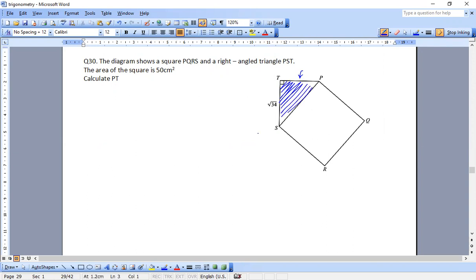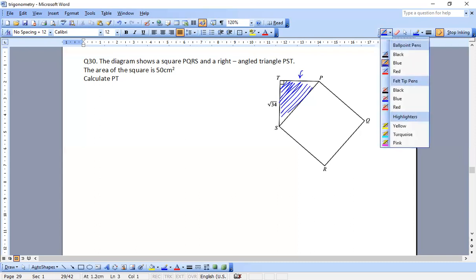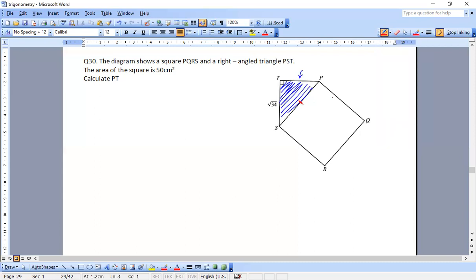I can find out the value of PT if I knew TS and PS both. I know the distance from P to T, but I do not know the length of PS. So first of all, I'll need to figure out how to calculate the length of PS. Only then I'll be able to calculate PT. What is PS? PS is a side of a square. This is PS. All the sides of the square are going to be equal. Can I find out this length?